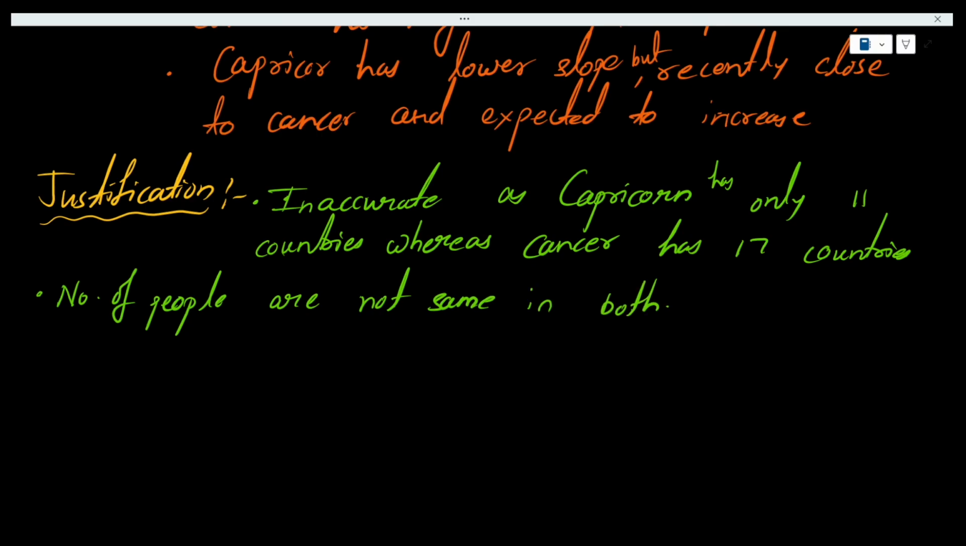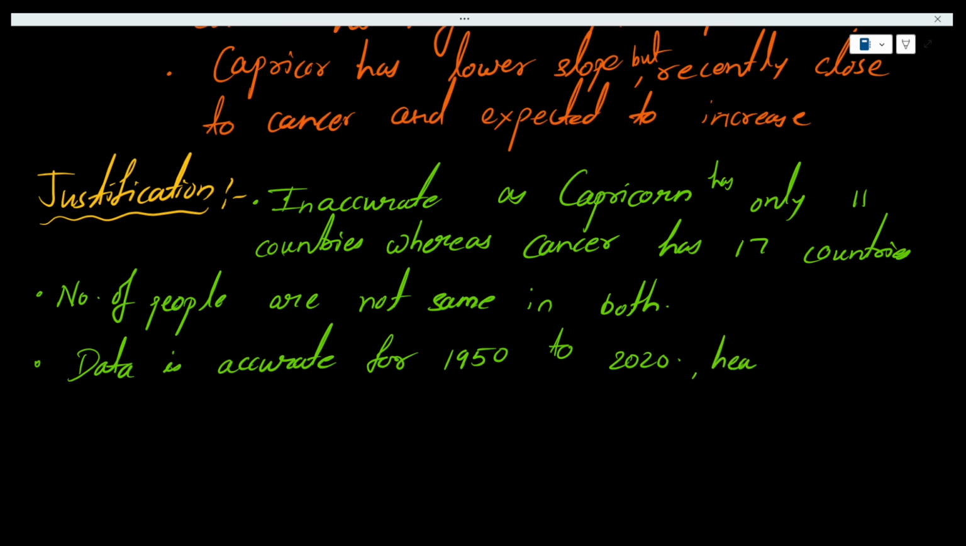Other than that, you can say it is accurate for 1950 to 2020. The answer is possible in both ways, because your data is accurate for this, so the headline is correct. You can write both answers because it is your choice which data you are considering.